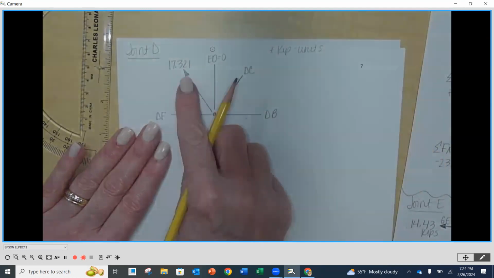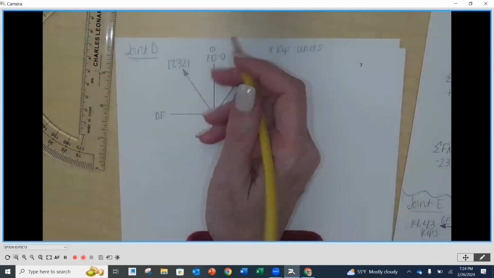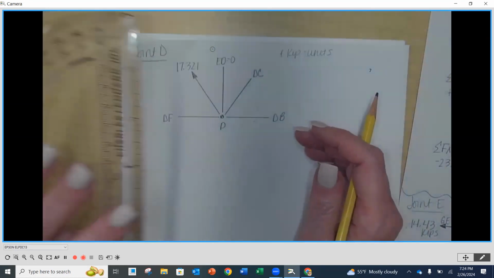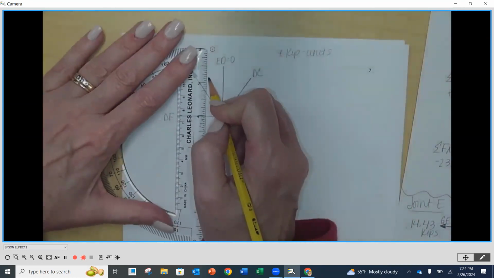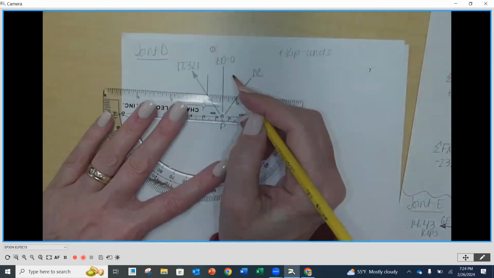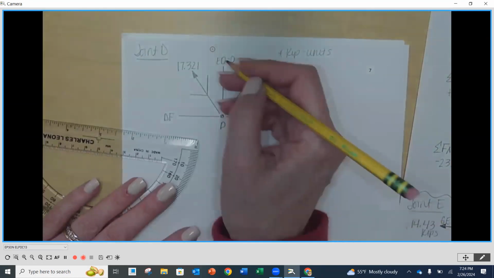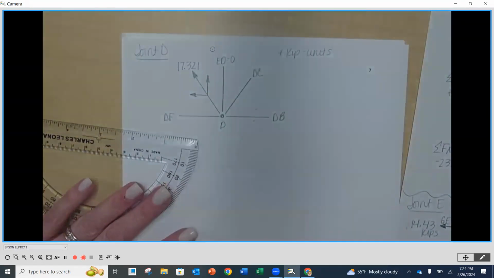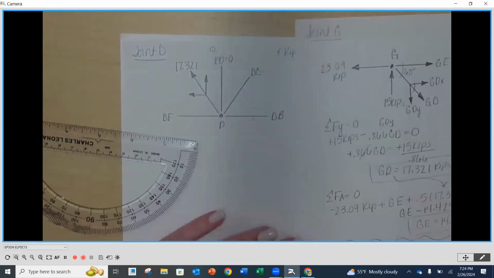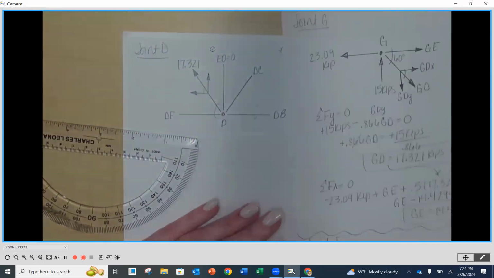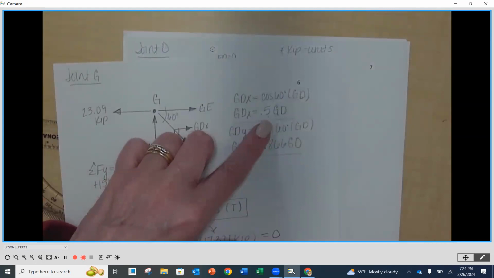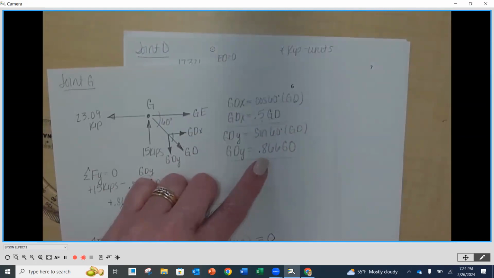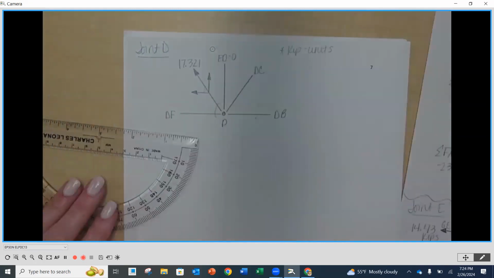I'm going to leave the units off right now. Kips is going to add and just get in the way. So I have a little note here that my units are kips. I don't want to break my rule, but I need a little bit of room. I know that is pulling away, going up and to the left. It's going to have an X and a Y component that are going up and to the left. Knowing that this is at 60 degrees, 0.5 times GD is going to be my X component, and 0.866 times GD is going to be my Y component.